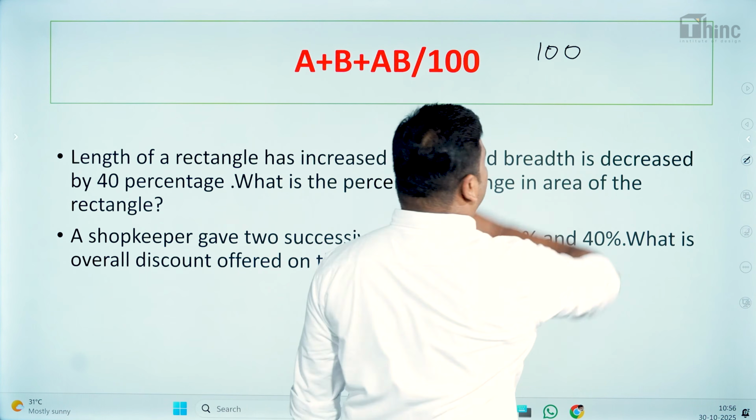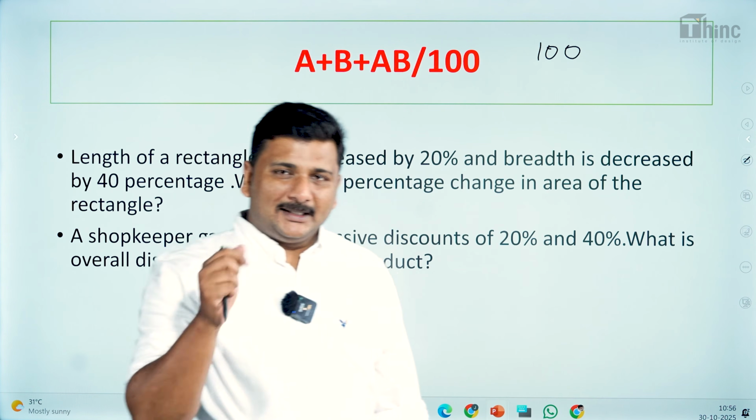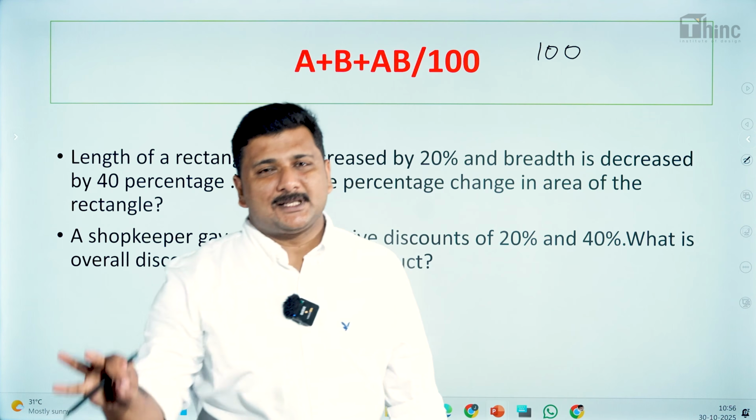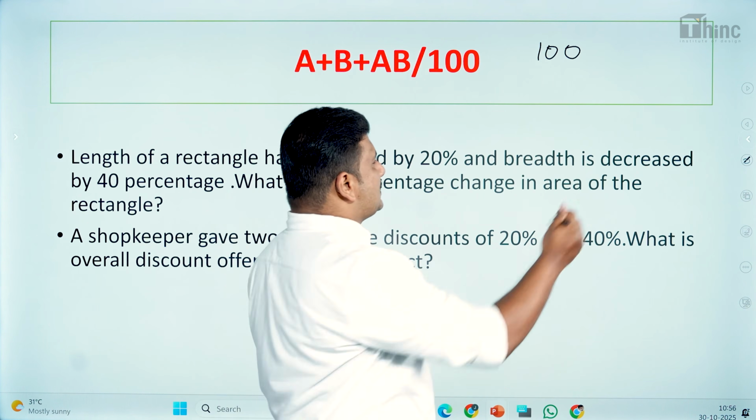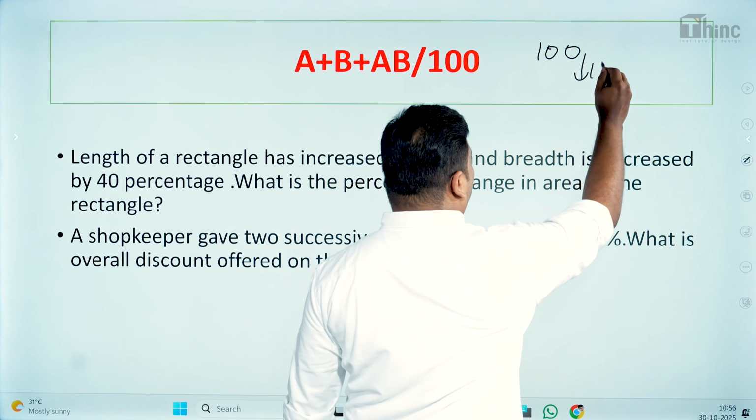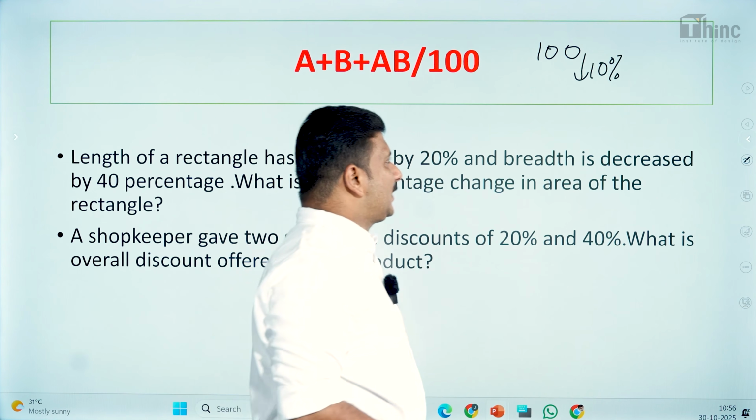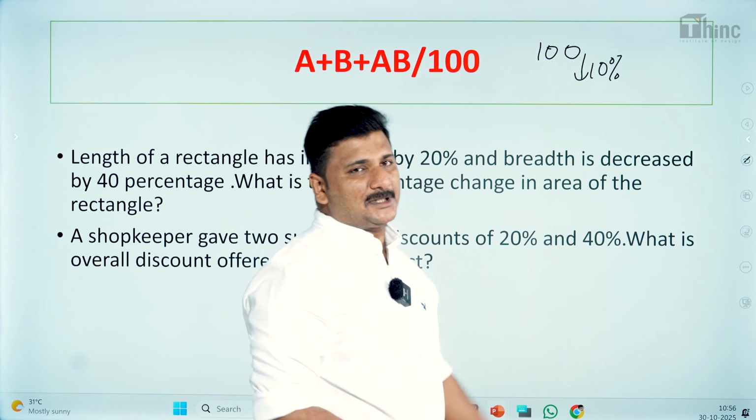So price is 100. Now, on that particular day, let's say there is a flat 10% discount on all the items. So the actual price is 100. You are getting a 10% discount. So what is the price now?